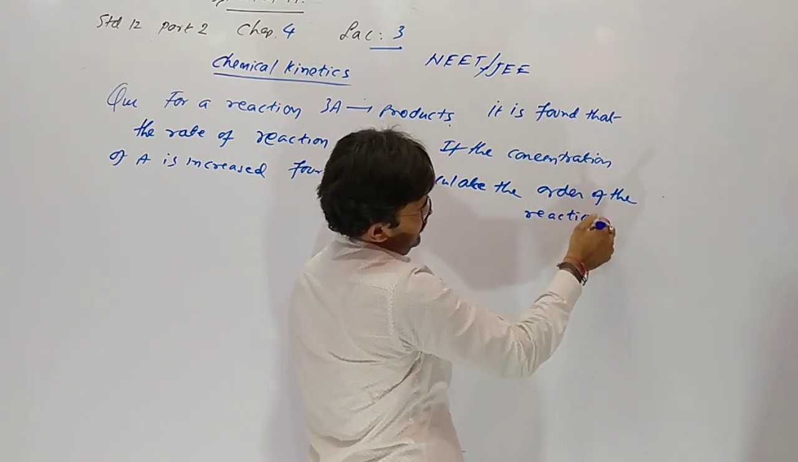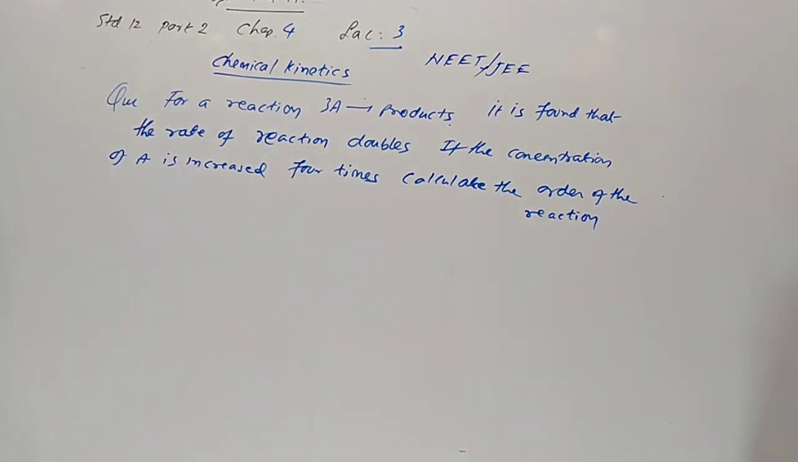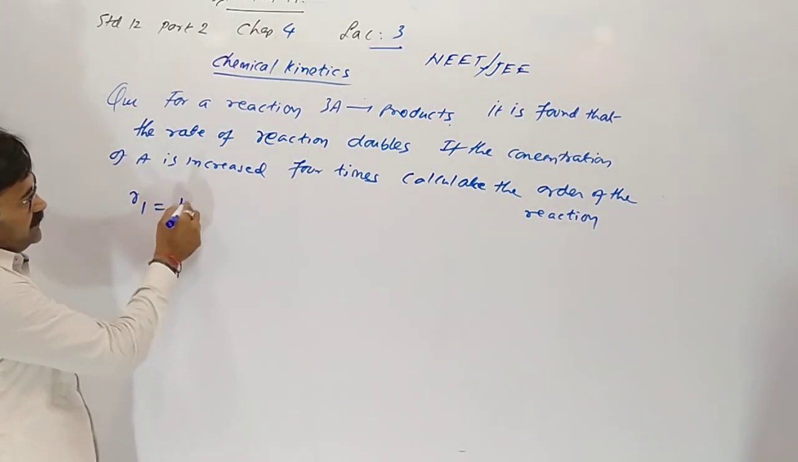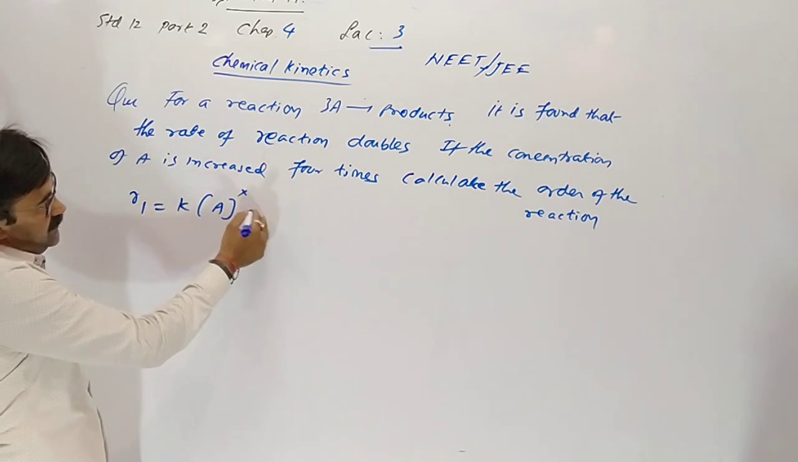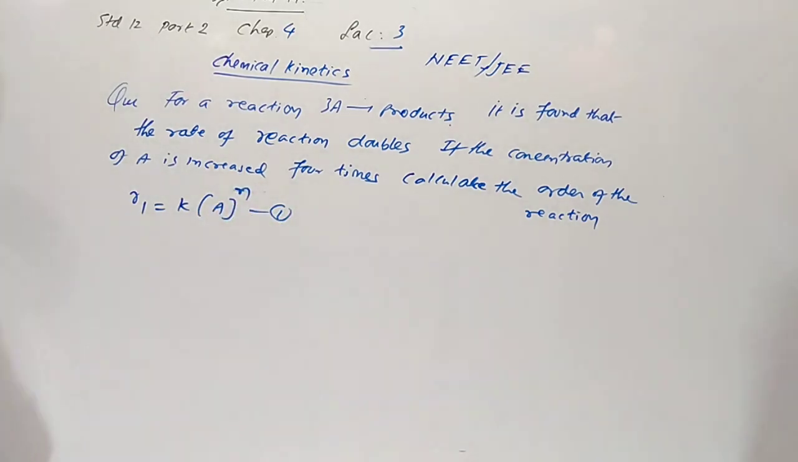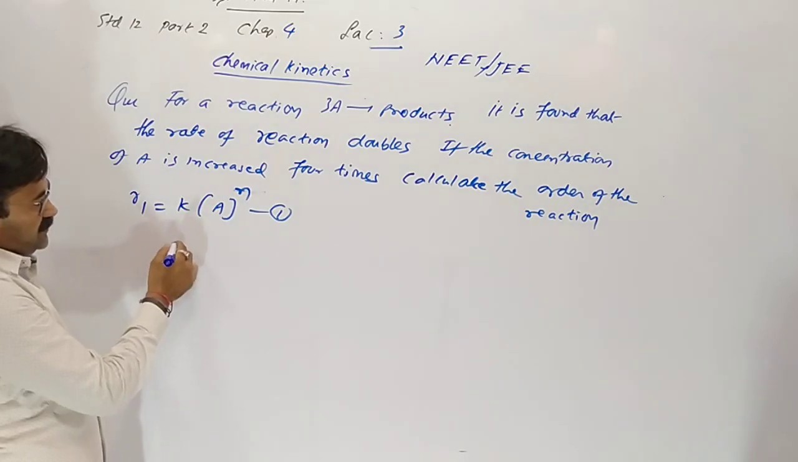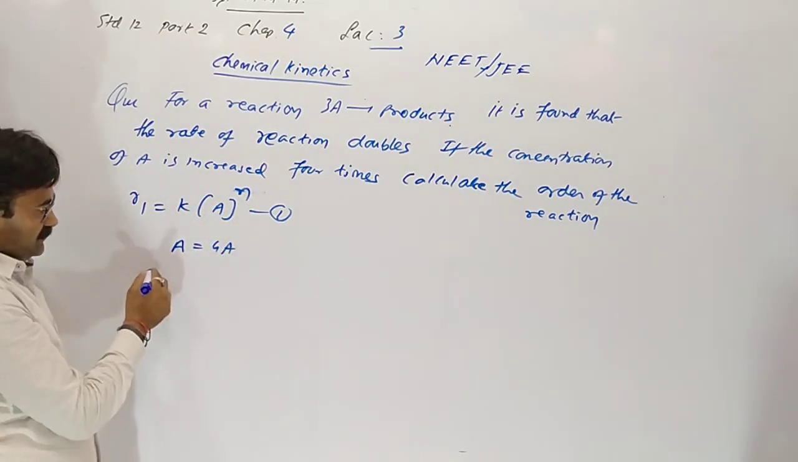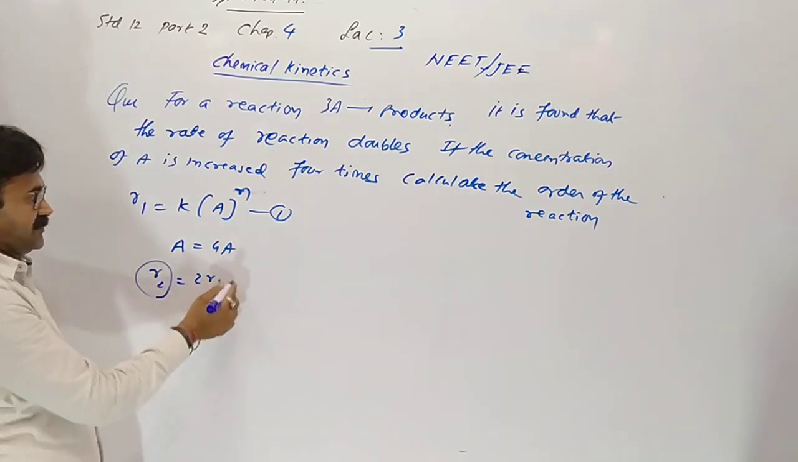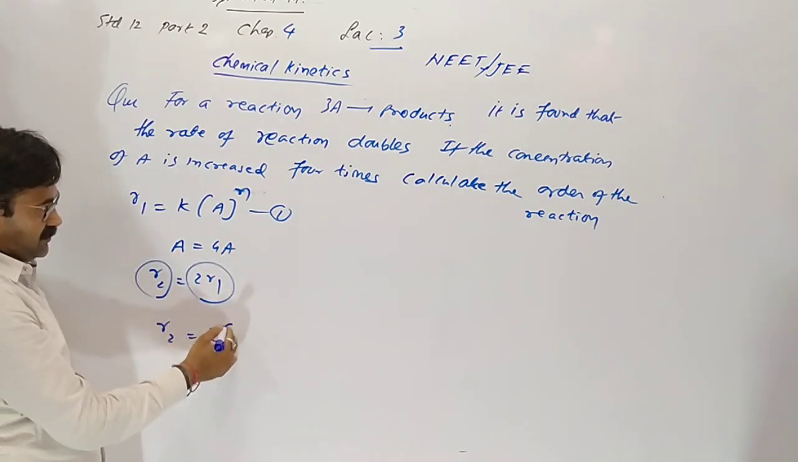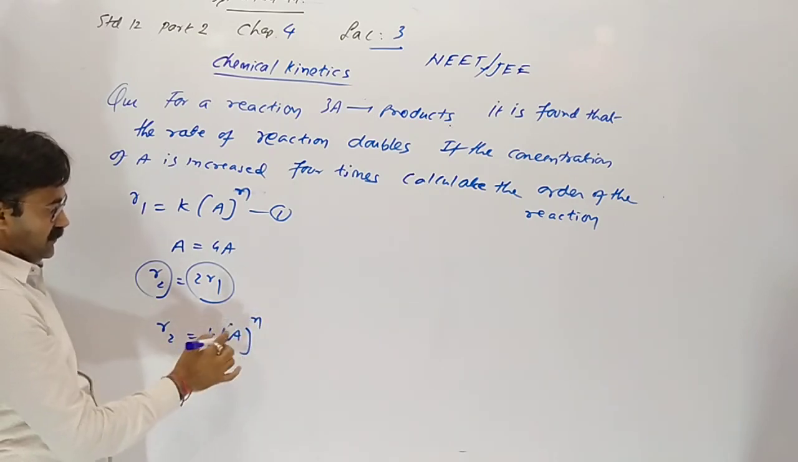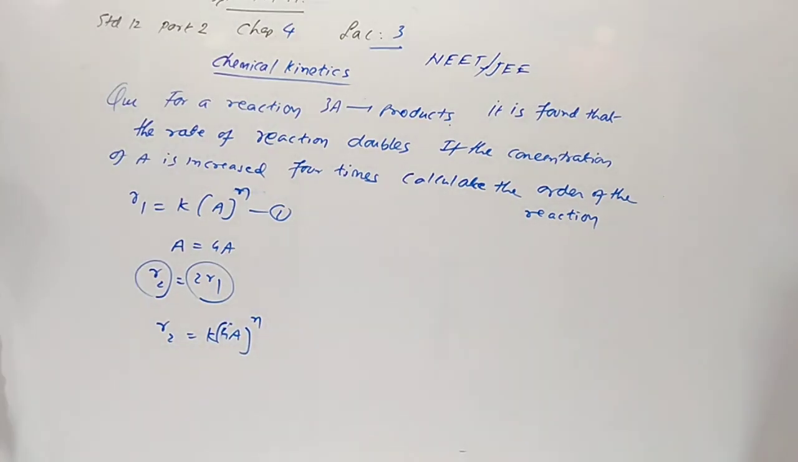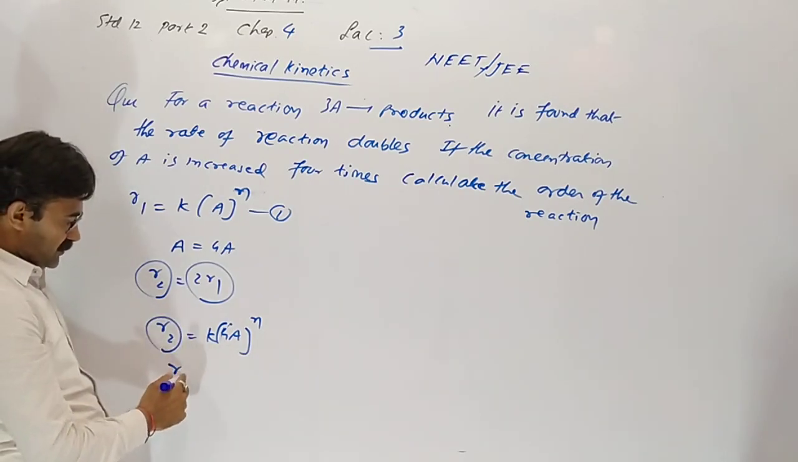Order of the reaction we have to define. Rate of reaction we can double. So concentration of A is increased 4 times. So suppose R1 is equal to K A raised to n. We have to derive. Concentration of A is 4 times, so rate became double. R2 is then 2 times R1. So R2 equal to K (4A) raised to n. Here R2 is equal to 2 times R1.